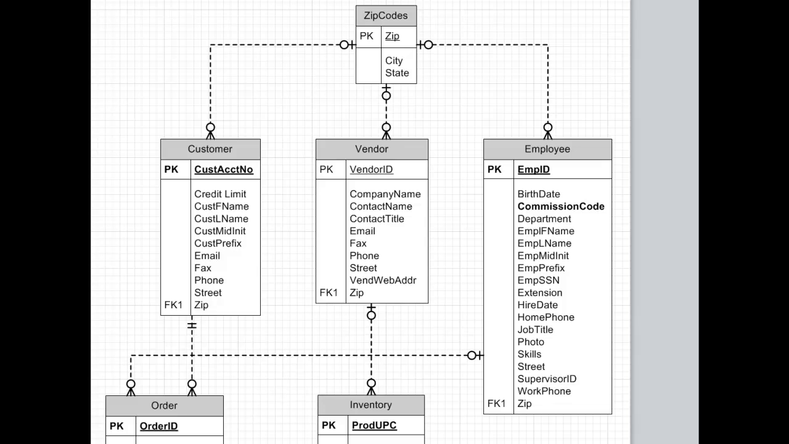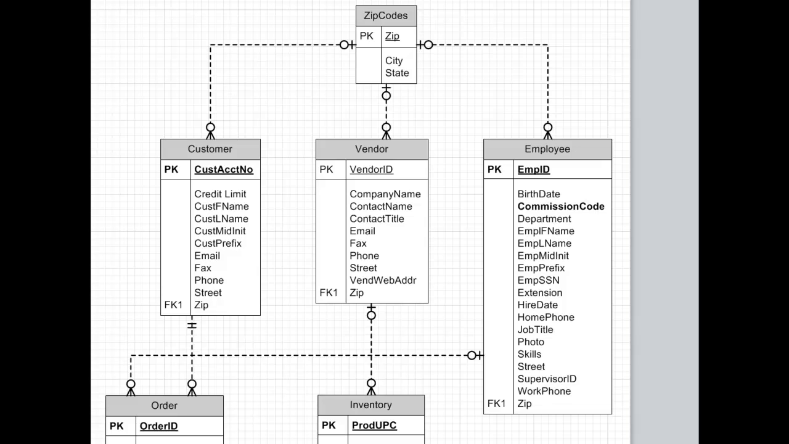If we look at the cardinality for these three relationships, they're all the same, which dictates how we would read the relationship going from one entity to the other. For example, zip codes, we could say a zip code has 0 or many customers associated with it. And going the opposite direction, a customer is associated with 0 or 1 zip code.